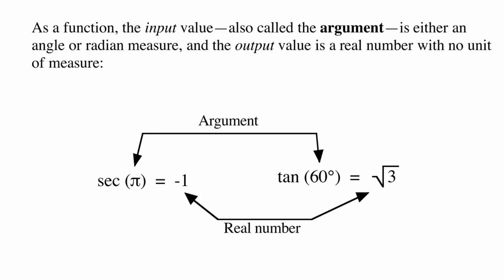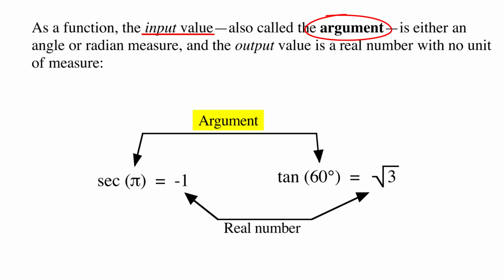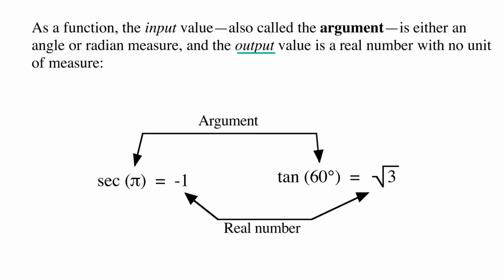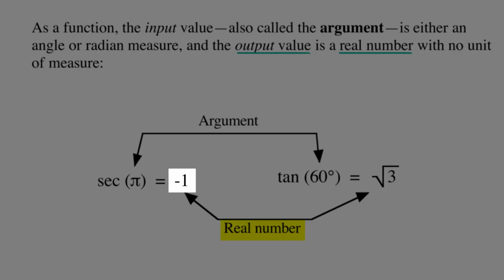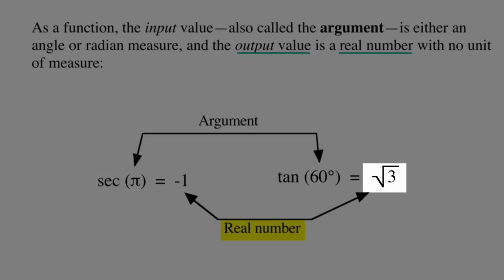So as a function, in algebra or in trigonometry, we have an input value, and the input value is called the argument. And we can see here that the argument of a trig function can be radian or a degree measure. And the output, the value that we get after putting in the argument, the output value is a real number. And it could be a number like -1, or it could be a fraction, or it could be a square root, like square root of 3. These are the real number trig values.